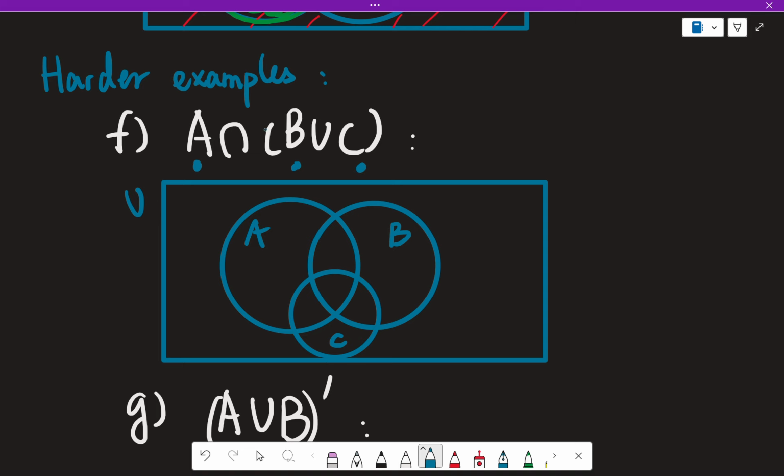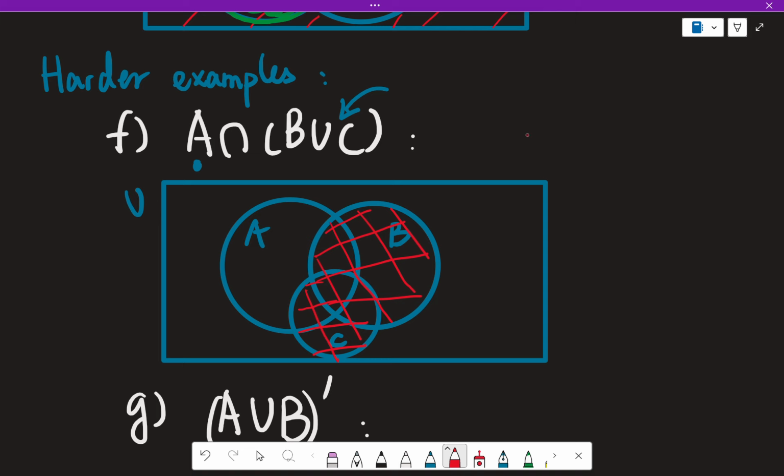Just like the order of operations, we usually work from inside the bracket to the outside of the bracket. So firstly, we want to find what is B union C. B union C should be anything either in set B or set C. So if we unite set B and set C, these two sets, we would get something like this that is being highlighted in red color.